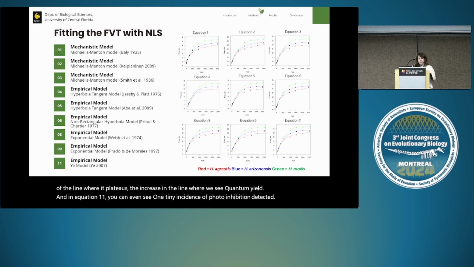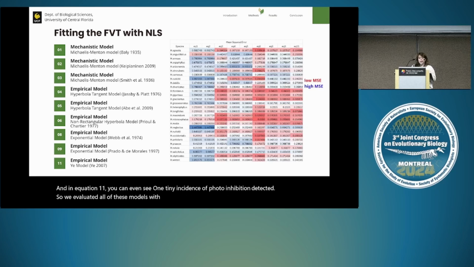So we evaluated all of these models with mean squared error and saw that equation 6, the empirical non-rectangular hyperbola model, was best fit for our data. And I want to stress how important it is to test these different models for your light response curve data, because we get different answers with each one. It seems to be pretty underreported in the literature, but people seem to just choose one of their favorite models, which is really not the best way to go about it. So you may see an R package to address this soon.